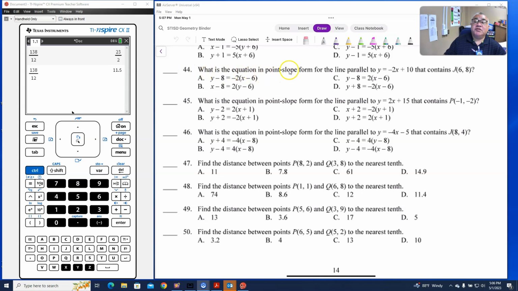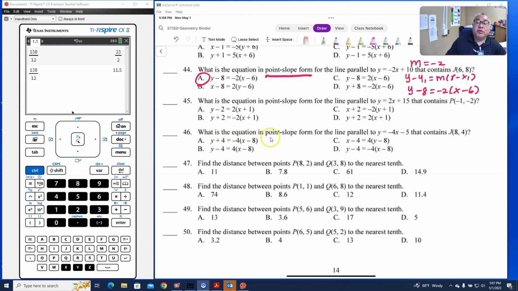44, what is the equation in point slope form for a line parallel to y equals negative 2x plus 10? Remember, parallel lines have the same slope. So the slope here is negative 2. The formula is y minus y1 equals m times x minus x1. So we have y minus 8 is equal to negative 2 times x minus 6. So your answer is A because they want it in point slope form.